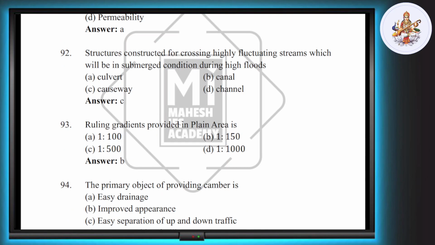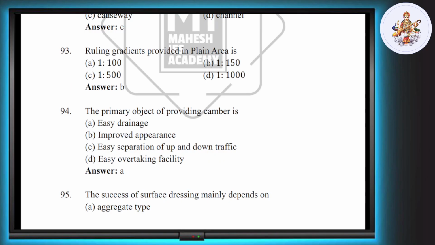Question 93. Ruling gradients provided in plain area is. Correct answer, B. 1 in 30. Explanation. This is the standard slope used for roads in flat areas, balancing ease of travel and construction cost.